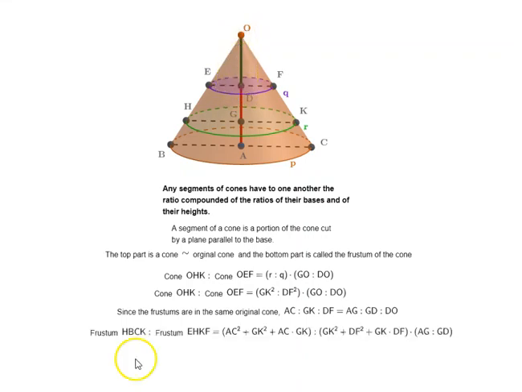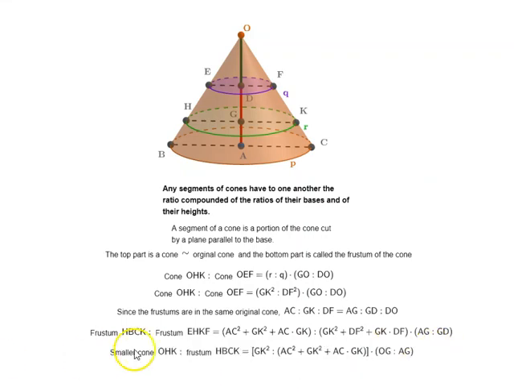Which means we can say frustum HPCK is to frustum EHKF is equal to AC square plus GK square plus AC times GK is to GK square plus DF square plus GK times DF, times AG is to GD. So this is the ratio of the bases. This is the ratio of the heights. So frustum is to frustum is equal to the compounded ratios of the bases and their heights.